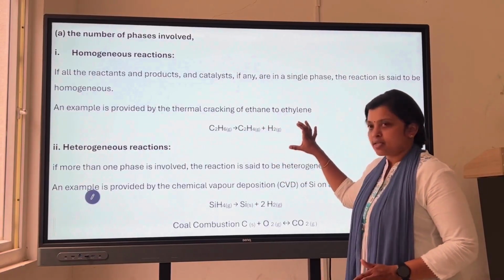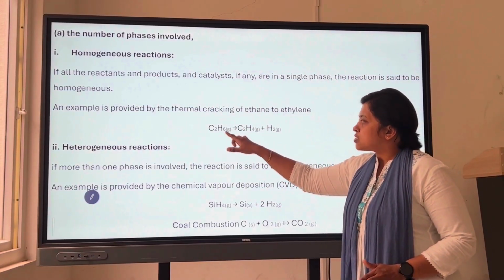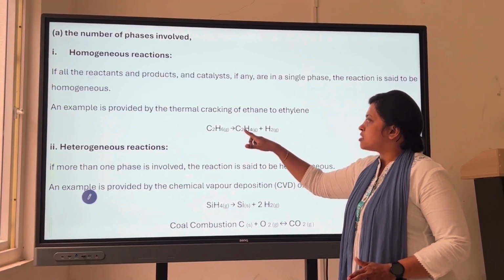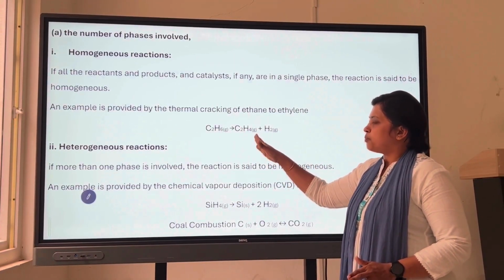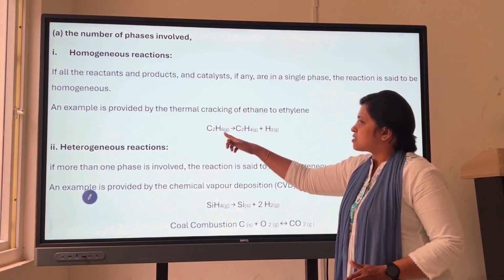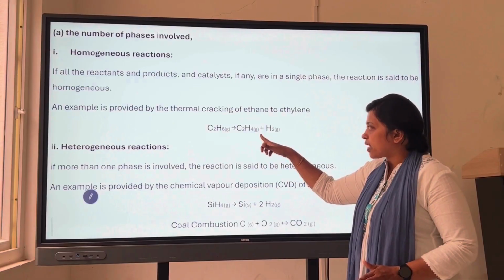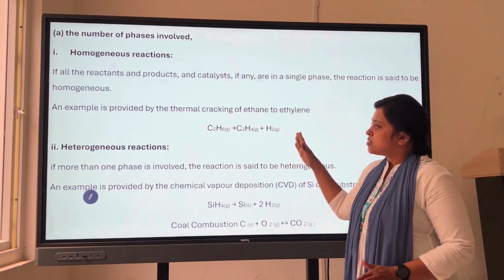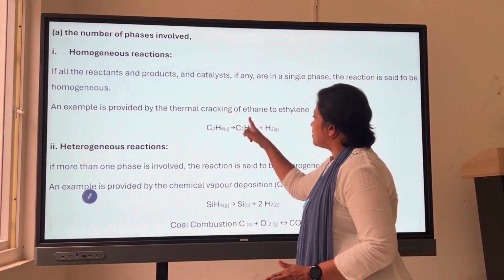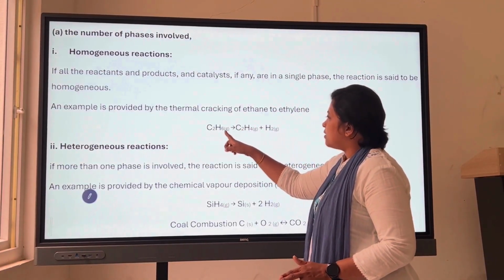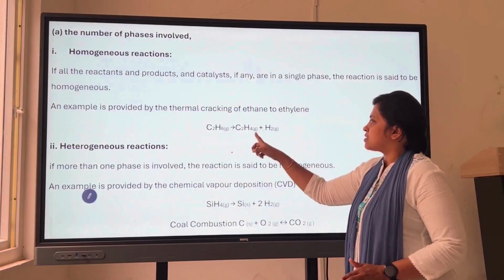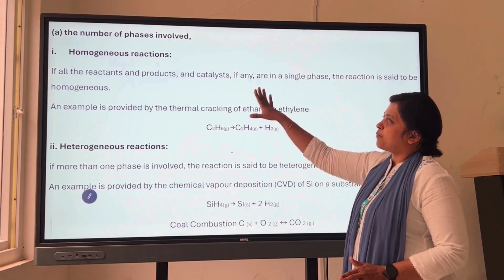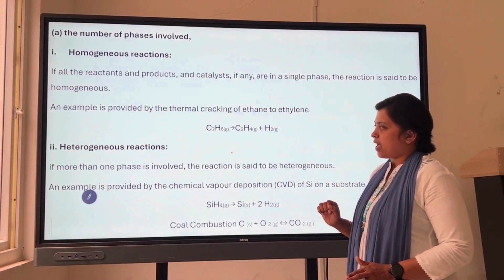Here I have listed one example also. C2H6 is in gaseous form, and it converts to C2H4, which is also gaseous, and the by-product hydrogen is also in gaseous form. Here, this is the reactant and these two are products, and the reactant and products all lie in the same gaseous phase, so it comes under the homogeneous reaction pattern.